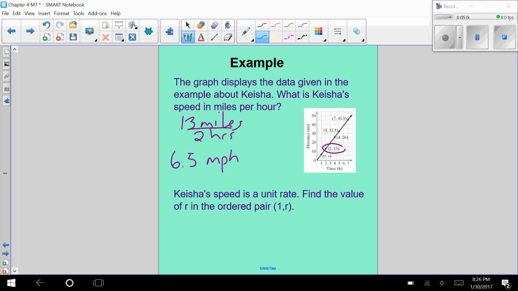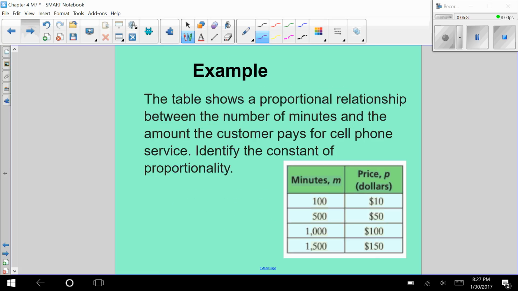Now, Keisha's speed is a unit rate. We want to find the value of r in the ordered pair 1, comma, r. It's this one given here, right there. Well, if she's traveled for 1 hour at a speed of 6.5 miles an hour, she has gone 6.5 miles. So there is the point, 1, comma, 6.5. Notice that this number is the same as my rate. 1, comma, your rate is always an ordered pair.